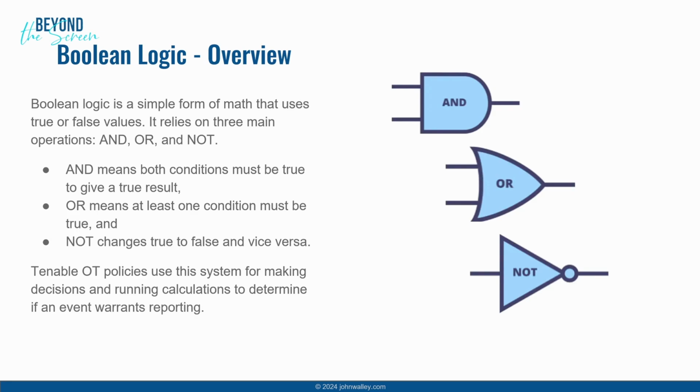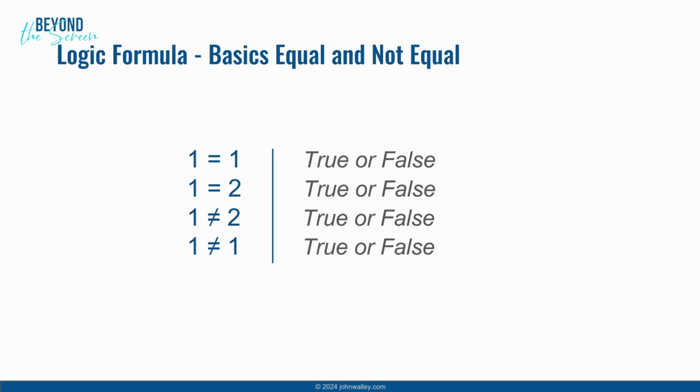So for Tenable OT policies, this system for making decisions and running calculations really drives what an event hits on. So events only trigger when there is a true statement. If it's a false statement, they do not trigger, and that's something to be aware of. That's very, very important. And I'm going to say it again just to make sure that everybody hears it: events only trigger on true statements. So all conditions have to be true, or at least the condition that you have in the formula in front of you.